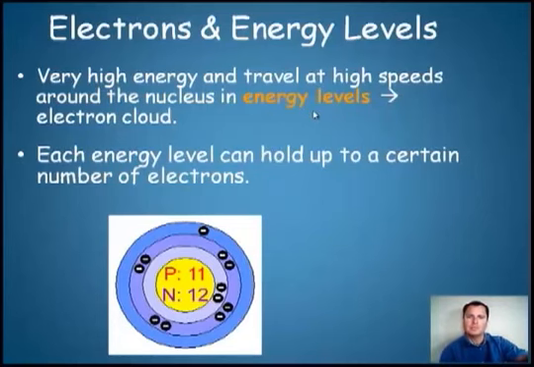Perhaps you've learned in previous science classes that the first level holds 2. The second energy level holds 8. The third energy level holds 8 again. The fourth is 18. We will get into more depth on that and describing exactly where those electrons are in a later episode. But know for right now that each orbital, each energy level can hold a specific number of electrons.